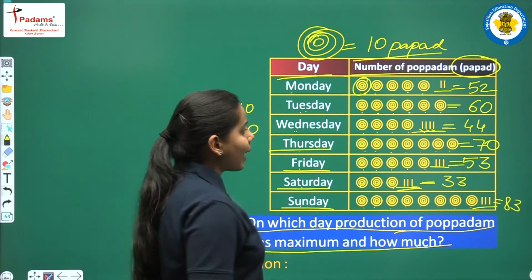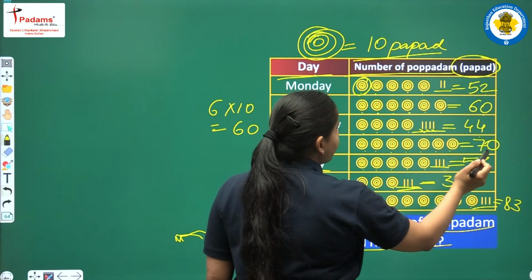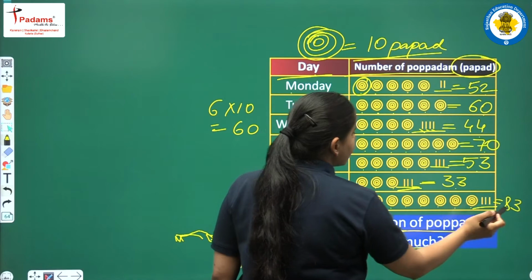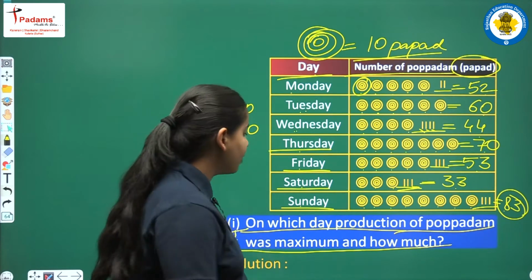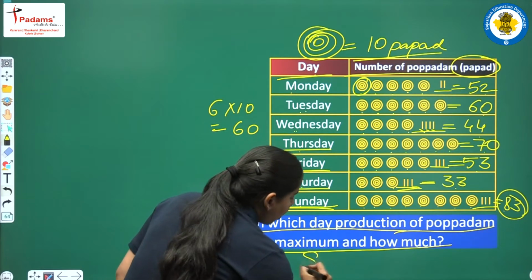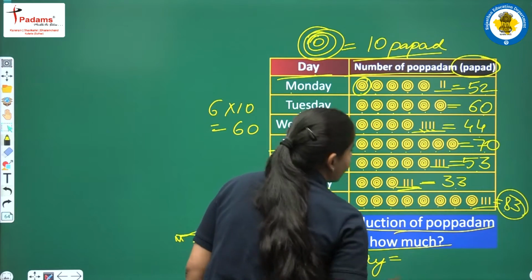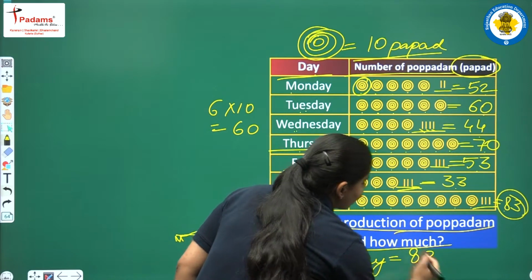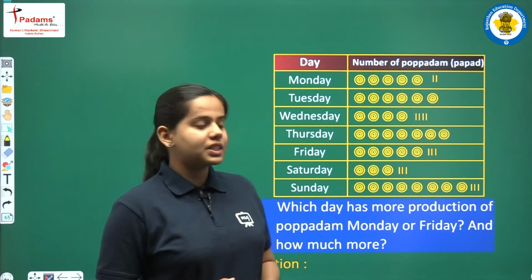सो देख लेते हैं, यहाँ पर हमने पहले ही नंबर्स में लिख दिया है 52, 60, 44, 70, 53, 33 एंड 83. तो 83 है सबसे बड़ा नंबर. यहाँ हमें डे भी लिखना है. सो ऑन संडे मैक्सिमम मतलब सबसे ज़्यादा पापड़ बनाए गए, और कितने? 83. Right children?